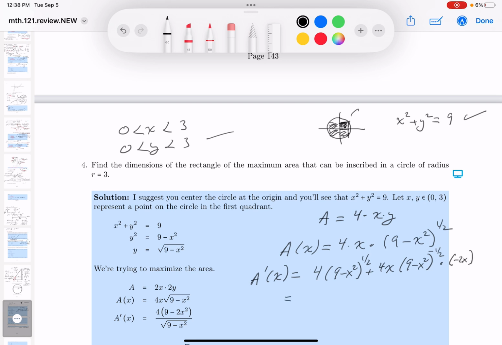All right, I'm going to keep moving along. I'm going to factor a 4 out, and I'm going to factor out 9 minus x squared to the minus 1/2. What do you get? You get 9 minus x squared, that's from the first term. From the second term, it looks like I get just minus x squared. Let me just be careful about that. And I factored out the 4. I factored out the 9 minus x squared. Oh, I'm sorry, it's minus 2x squared.